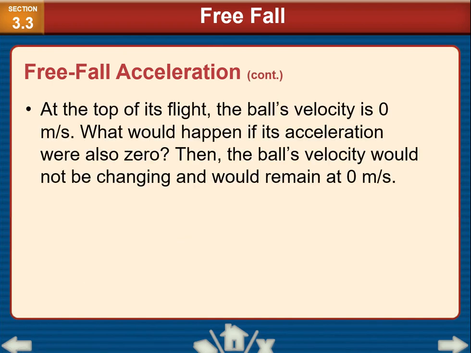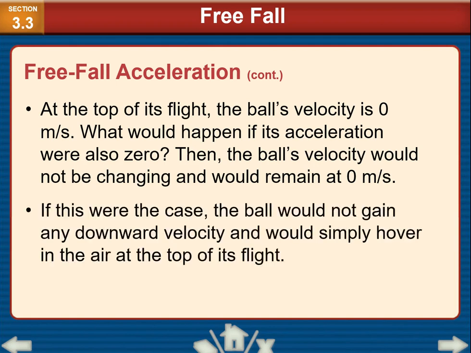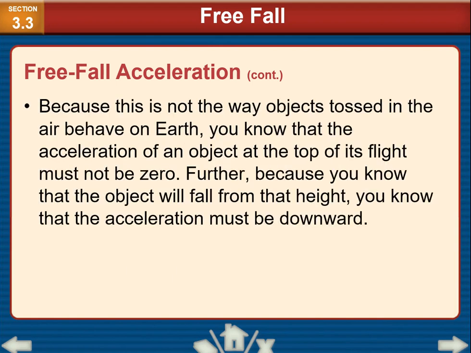At the top of the ball's flight, the ball's velocity is 0 meters per second. What would happen if its acceleration were also 0? Think about that. If its velocity was 0 and it wasn't changing speed, hopefully you could see that it would just sit there and not do anything. The ball would not gain any downward velocity, it would simply hover in the air. That's not what happens. It goes to the top, sits there for a brief second and comes back down. There has to be a downward acceleration.